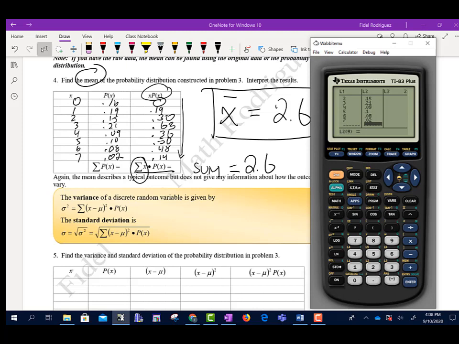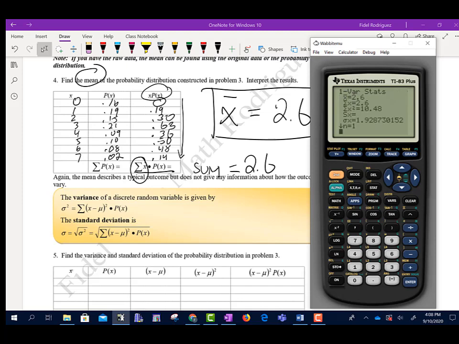Now I have two lists, list 1 and list 2. I'm going to come back to stat, go to calculate, and calculate my one variable stats. If I'm doing this on my app, my parentheses normally pop up. So I'm going to go L1, then hit the comma button, which is right above my number 7. Then I hit second and the number 2 to get list 2. So I do L1, comma L2, close my parentheses, and hit enter.